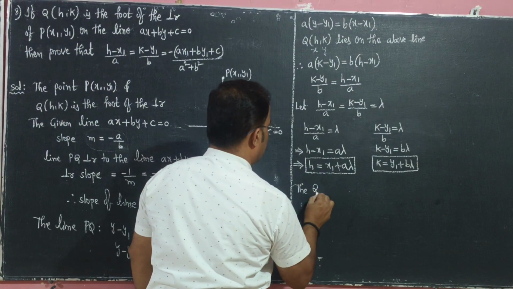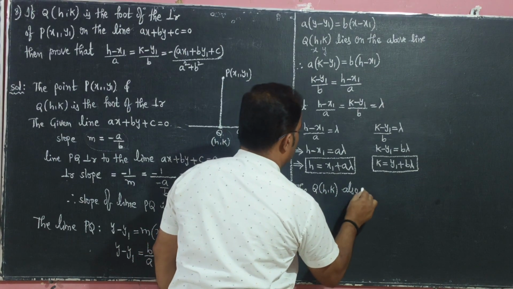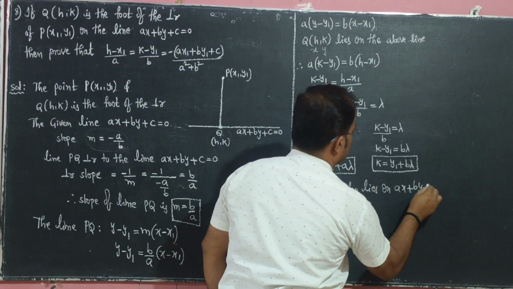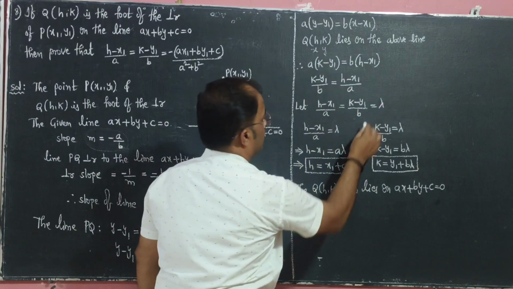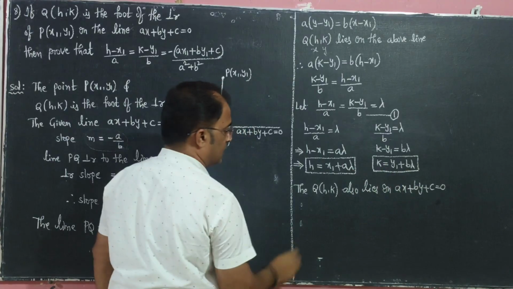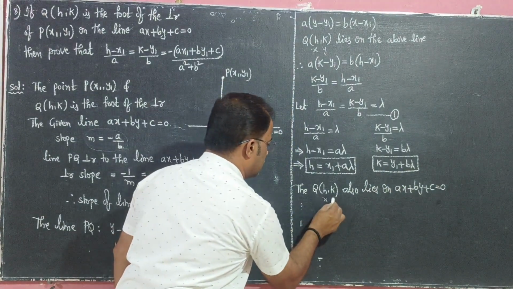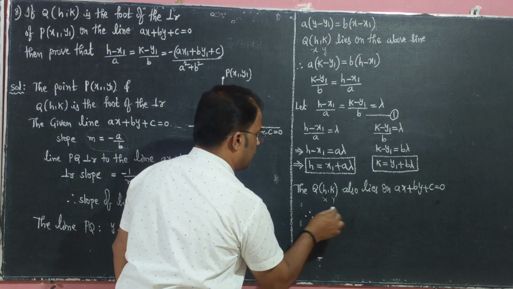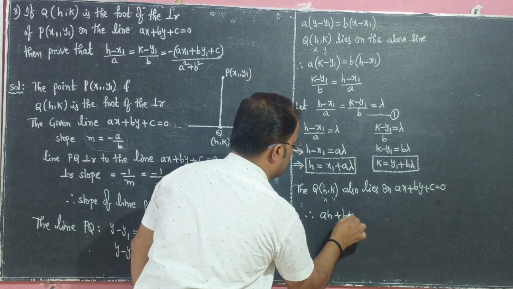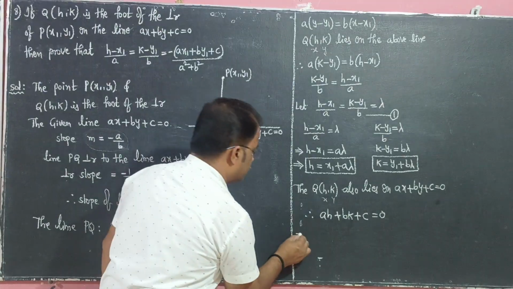So the point Q (h, k) also lies on ax plus by plus c equals 0. Clear? Let this be equation number 1. Lies on means the point (h, k) is on this line, which means substitute h in place of x and k in place of y. That implies a times h, plus b times k, plus c equals 0. Clear? Now substitute the h value in this.